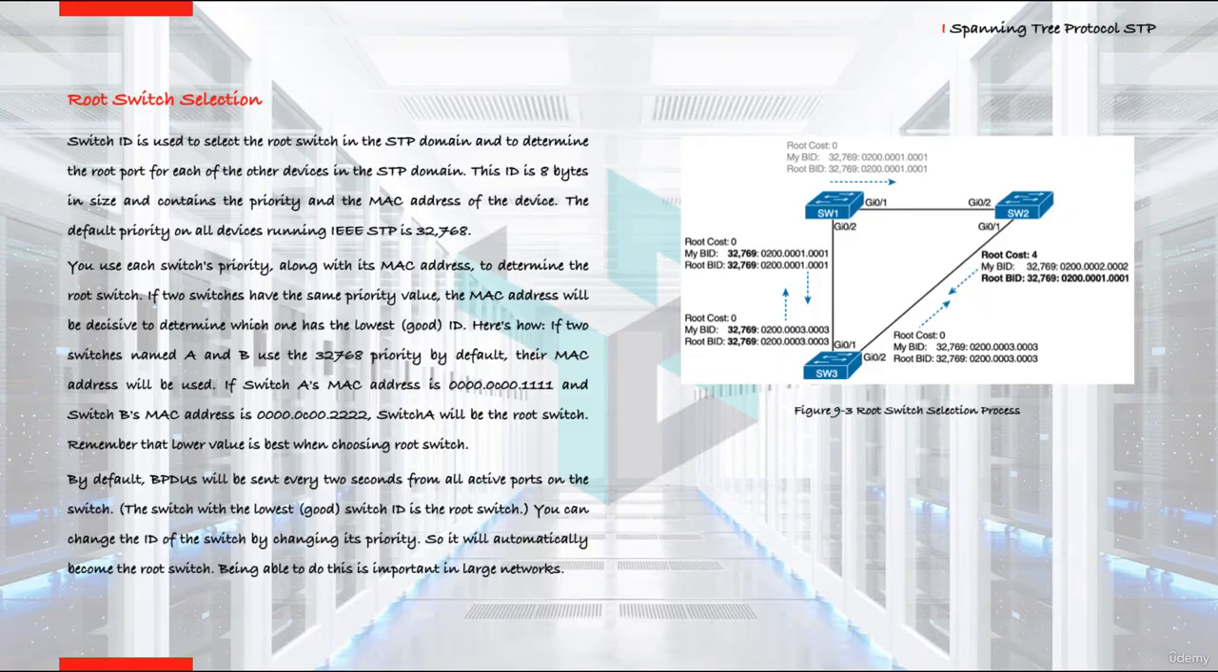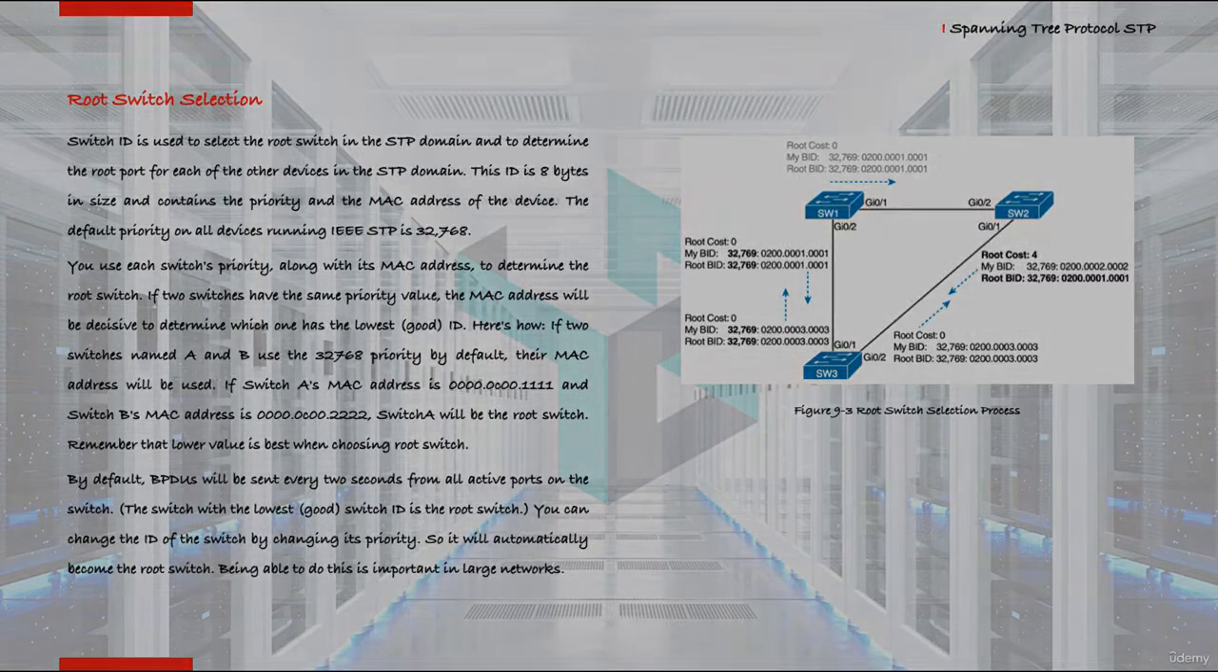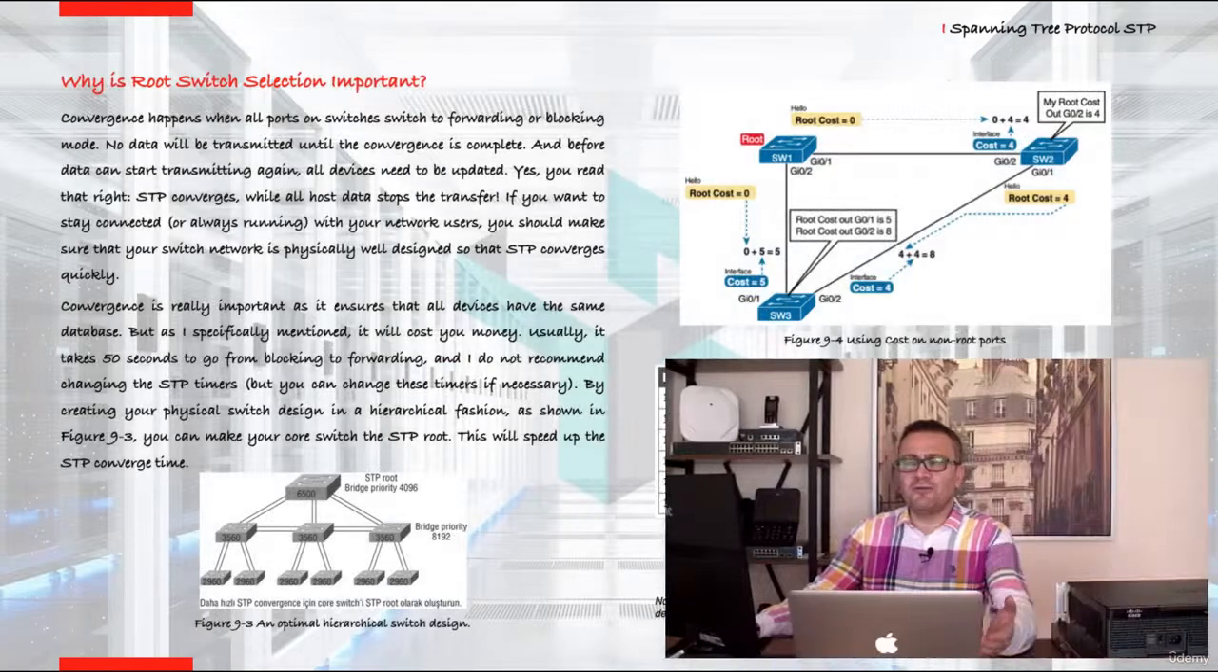So let's look at why choosing the root bridge is important. All ports on the switches go through convergence when they switch to forwarding or blocking mode, and no data is transmitted in the switch until the convergence is completed, and not transmitting the data causes traffic interruption in our network. This convergence time, that is, the time for the ports to switch to blocking or forwarding mode, takes about 50 seconds. To reduce this time, we need to determine our root switch. This process will be faster if the root switch is a powerful switch.